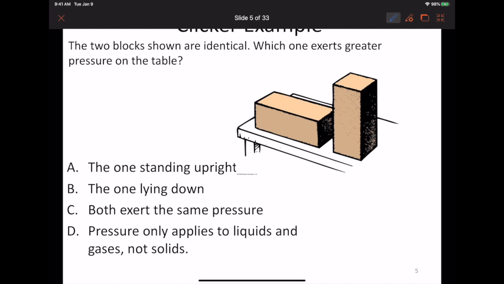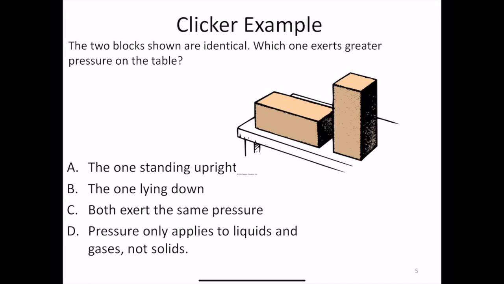Let's try this example. This would be a top hat example in class, so feel free to pause the video and see if you can figure it out. Okay, the solution is, the question is asking which one exerts a greater pressure on the table if the weights of the blocks are the same. The solution is the one that's standing upright.